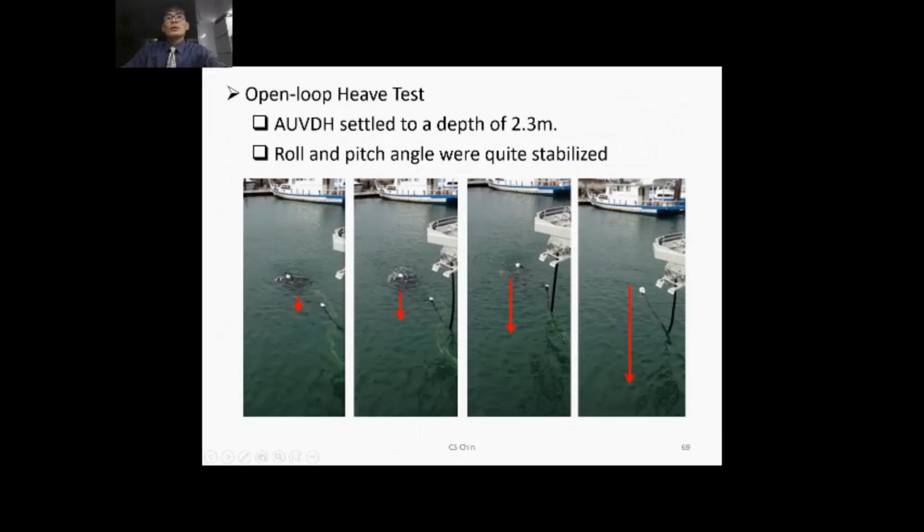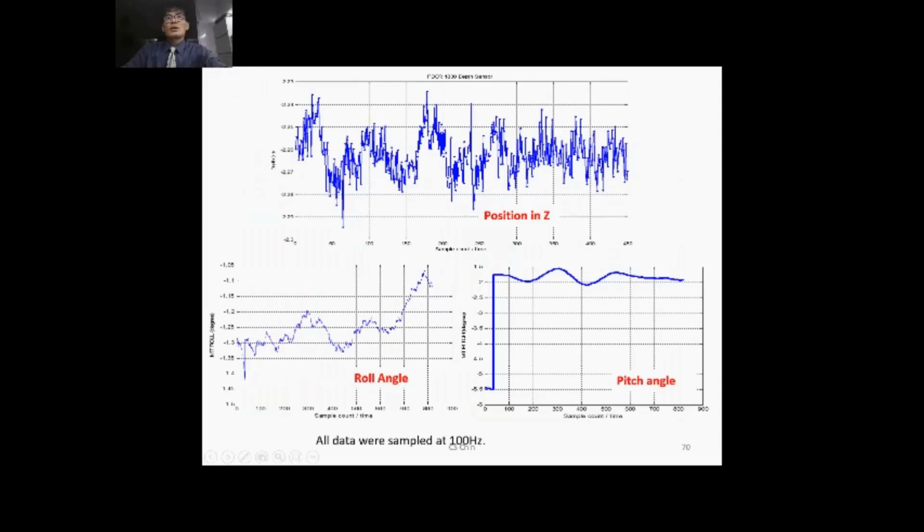And then we do the heave test, meaning that we submerge the ROV to a depth of around 2.3 meters, and the roll and pitch angles are quite stabilized. Alright, so you can see that the depth is about 2.3 meters, and the roll angle and pitch are quite stabilized, meaning that it will not roll or pitch. So this is roll and this is pitch, so it's quite stable, and it's submerged to a depth of 2.3 meters.